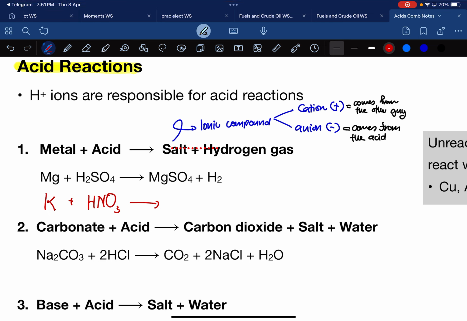This is almost fine. What's the charge of K though? Then what's the charge of nitrate? So what do you need to do? Better definition.